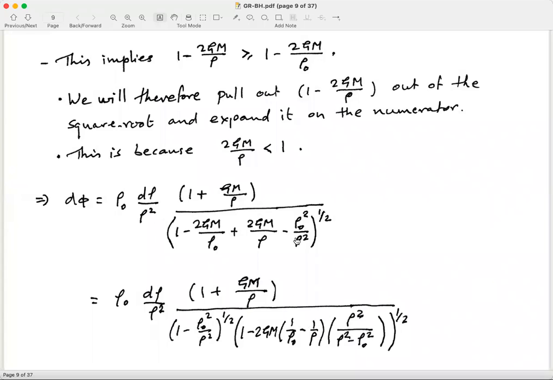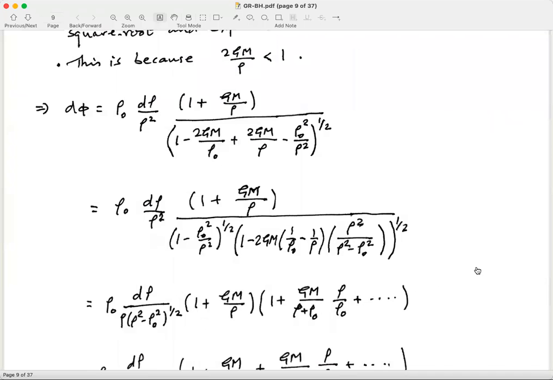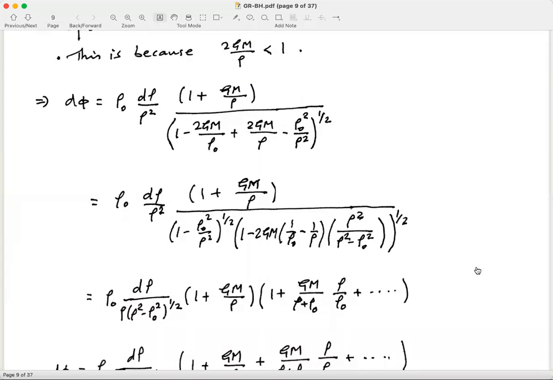Again here, we have 1 minus rho naught square upon rho square. This quantity we can pull out. This is of course a quantity which is positive because rho naught is less than rho for almost all values. So when you pull it out, you can write this expression as 1 minus 2gm upon gm times 1 over rho naught minus 1 over rho, times this entire quantity. They are just a sequence of simplifications.